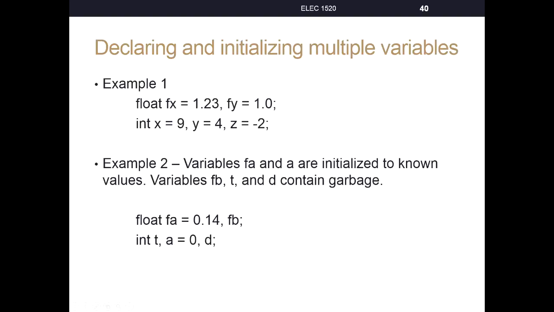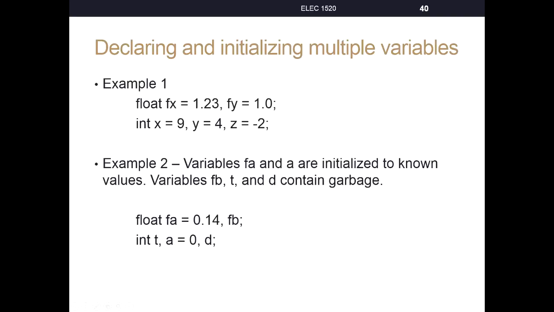In example 2, we're going to see that the variables fa and a are initialized to known values, but fb, t, and d contain garbage. So you want to be careful when you do this, because this is a little bit hard to read, and I wouldn't really recommend writing code that looks like this. I'd write things on separate lines to make them more readable. But you can write it like this. Just be aware of what's happening here.